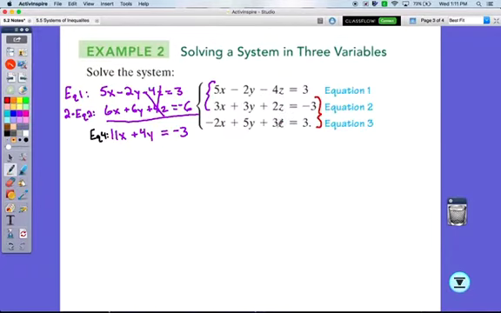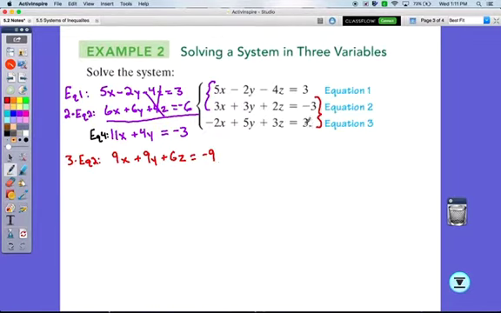And let's see, I want to get rid of the same variable. I want to get rid of z. So 2 and 3 will both go into 6. If I take equation 2 and multiply it by 3, 3 times the 3 would give me 9x. 3 times the 3 would give me 9y. 3 times the 2z would give me 6z. And 3 times the negative 3 would give me negative 9.